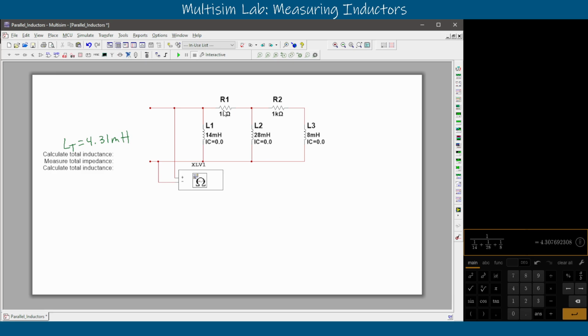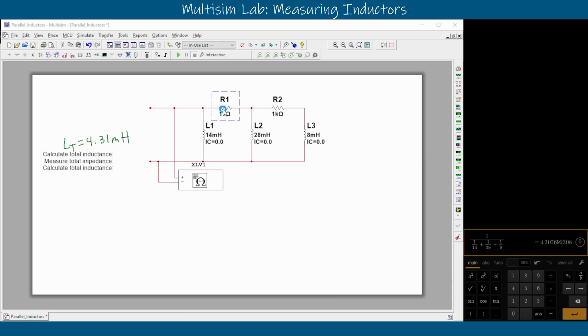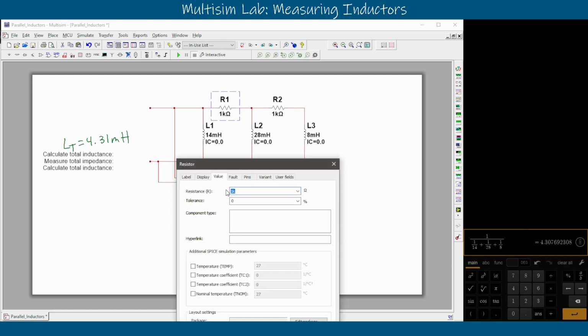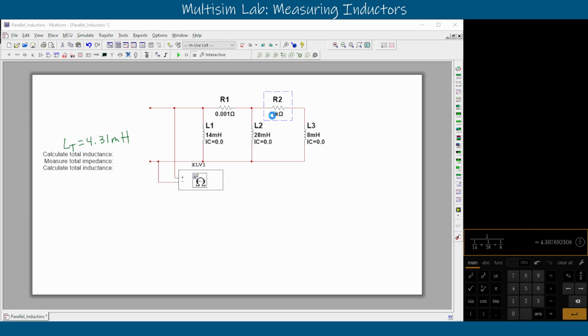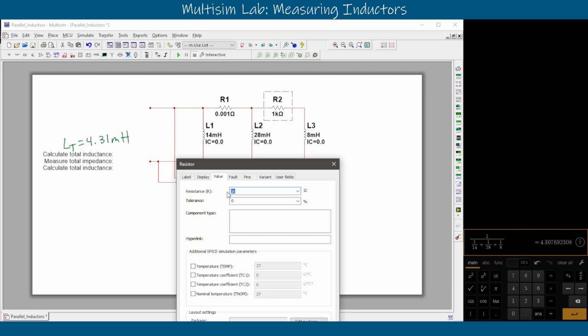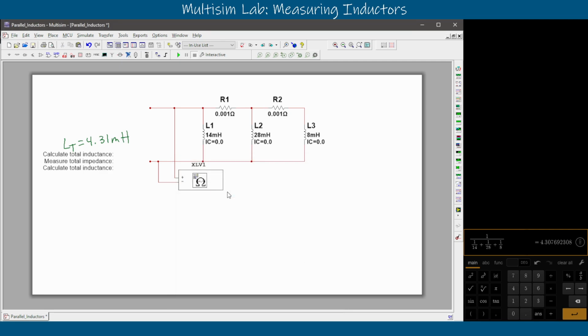And we don't want these to be this big of a resistance, so we're going to double click on these, and we're going to make them really, really small, 0.001 ohms. Right? Really, really small resistances. We don't want them to impact the circuit. We just need our meters to be able to measure our parallel branches, and this is the only way it's going to be able to do that.